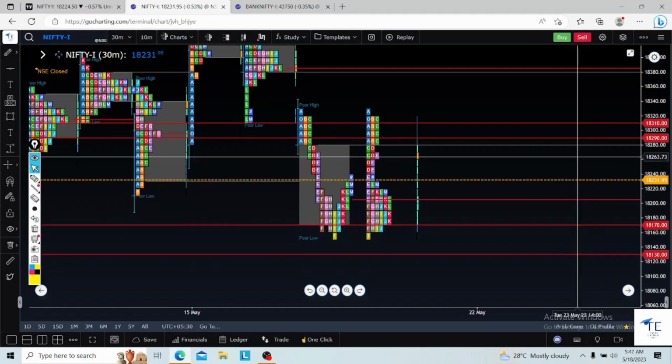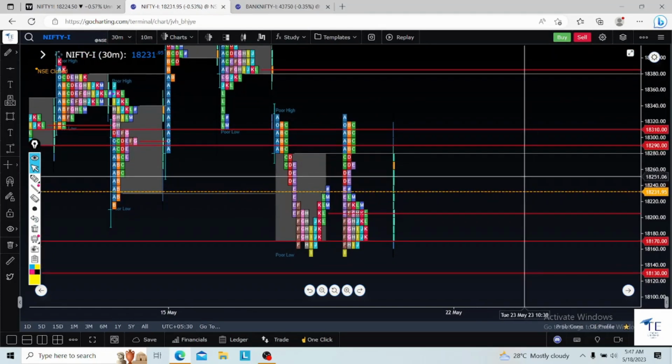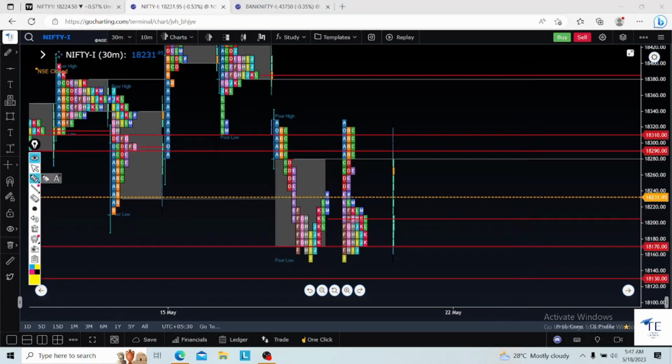So today's thought process is very clear. We'll discuss it immediately. See, if the market opens inside this value area, that means inside this value area, mostly I will avoid trading today. Why? Because then the market will play the first half mostly in this particular region or in this particular region.